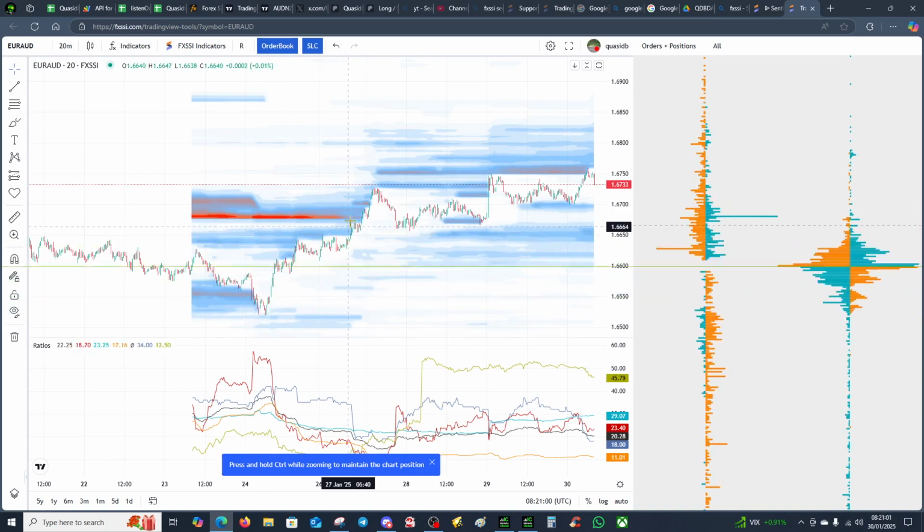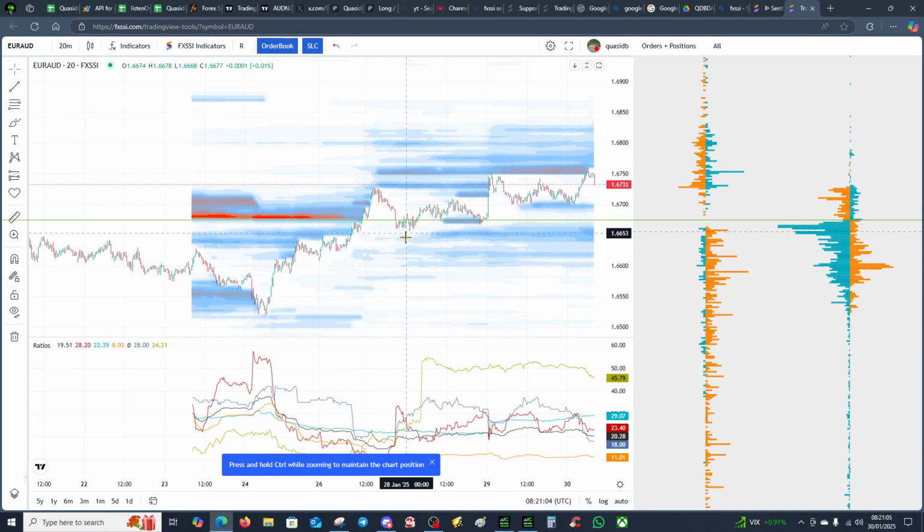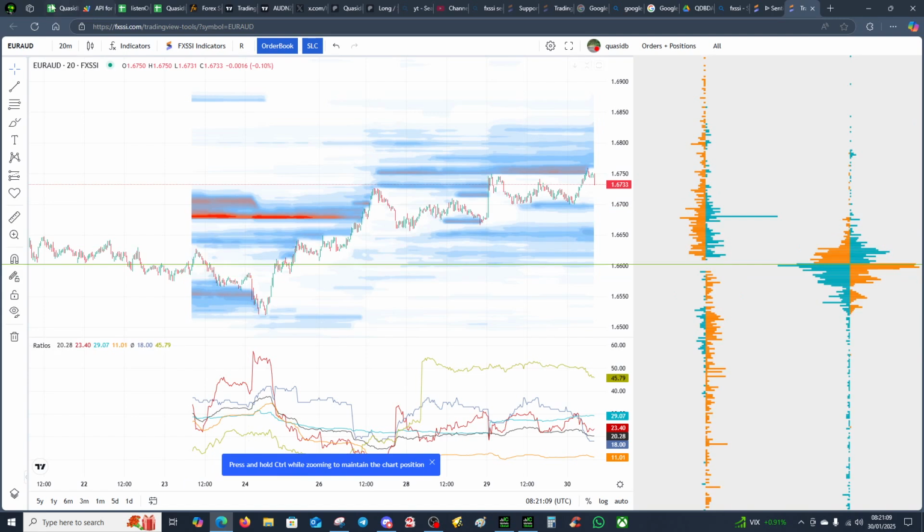I guess, as you can see, it probably wanted that liquidity up here. In case you're wondering about this green line, if you want to remove it and you get lots of green lines, you just have to go to refresh.